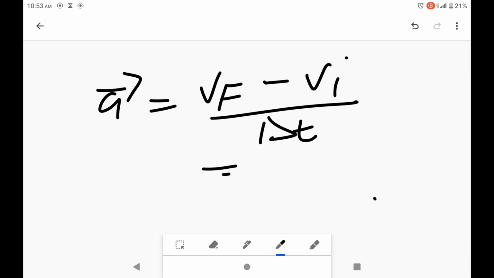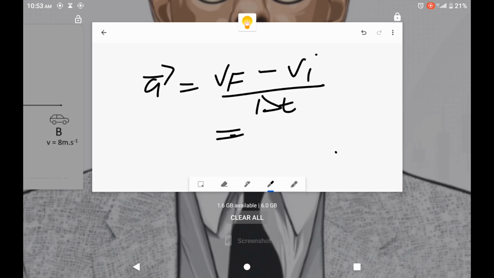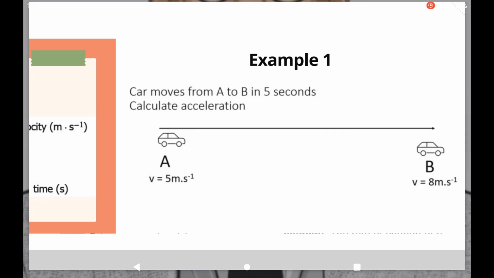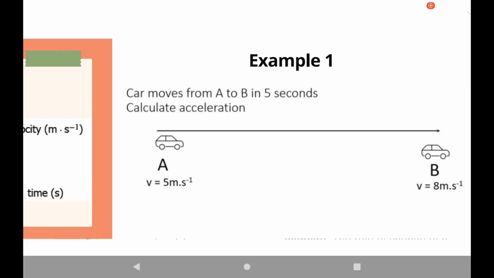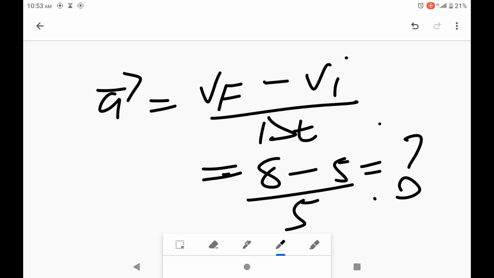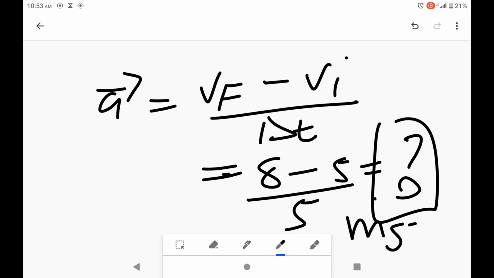So this car is moving from A to B in 5 seconds. The initial velocity is 5 meters per second, and the second velocity is 8 meters per second. So V final is 8, minus 5, divided by 5 seconds, which will give you... please give me the answer here in meters per second. Please write the answer in the comment section.